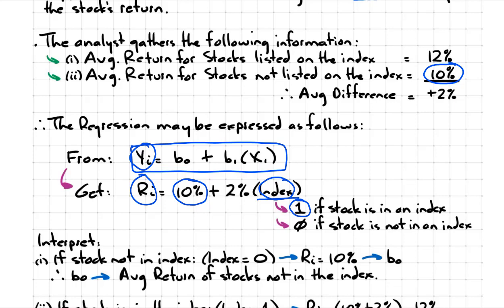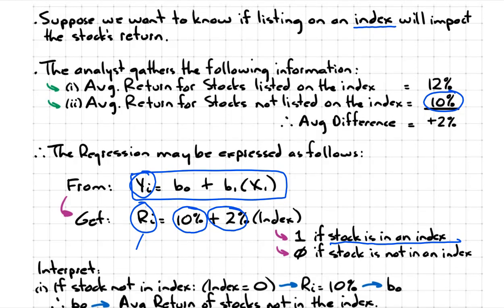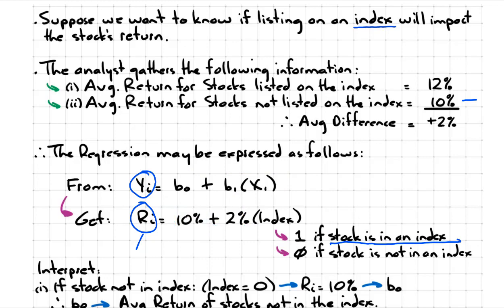So how do you read that in English? Work backwards. If the stock is listed on the index, it yields an extra 2% return, and therefore we expect the return to be a total of 12%. So ladies and gentlemen, do you see how I'm just taking this narrative and just arranging it as a regression equation? That's all it is. So basically, this 10% is a constant, and the dummy variable yields you an extra 2%. So if you're on the index, you get an extra 2%. If you're not on the index, you don't get an extra 2%, and you're stuck with 10%. That's all there is to it.